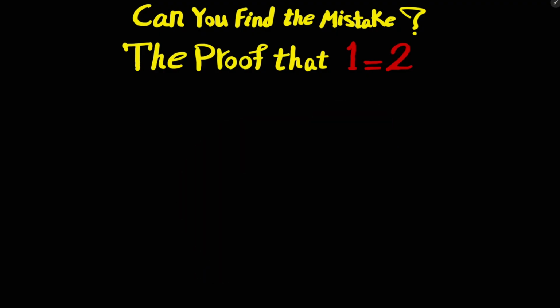We start by assuming something very simple. Let's say A equals B. That means these two numbers are exactly the same. Nothing strange so far. Now, let's play with this equation a little bit. Multiply both sides by A. So we have A squared equals A times B.